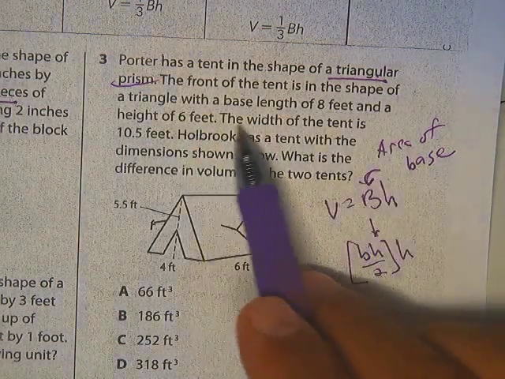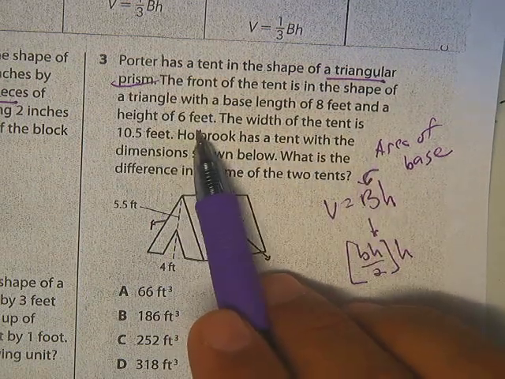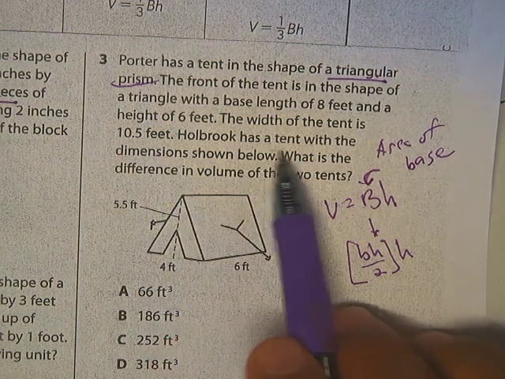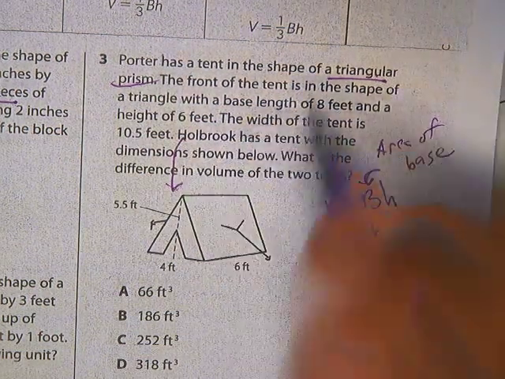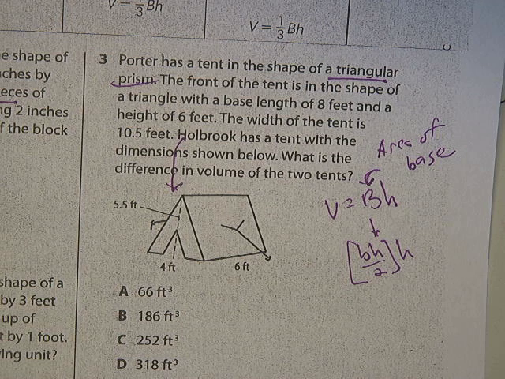It says the front of the tent is in the shape of a triangle with a base length of 8 feet and height of 6 feet. The width of the tent is 10.5 feet. Holbrook has a tent with the dimensions shown below. So this is Holbrook's tent.